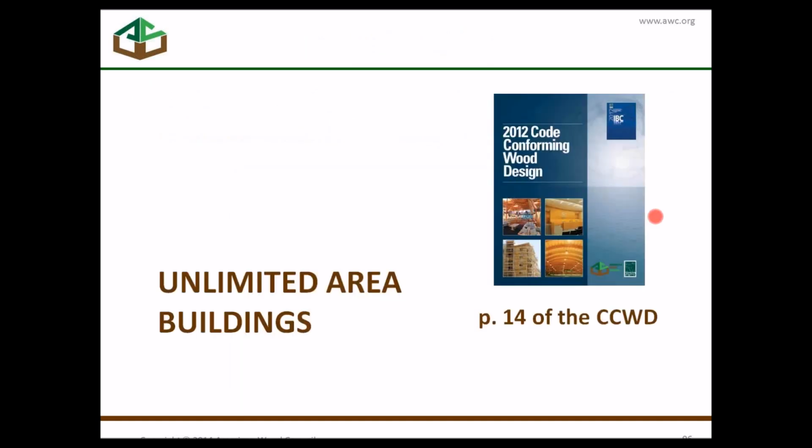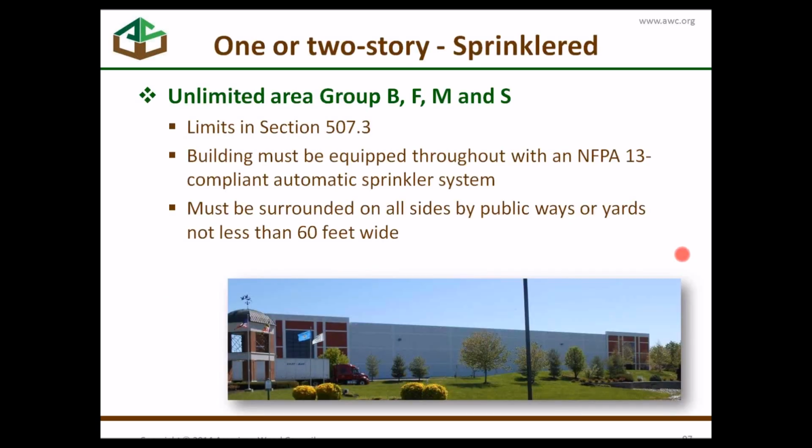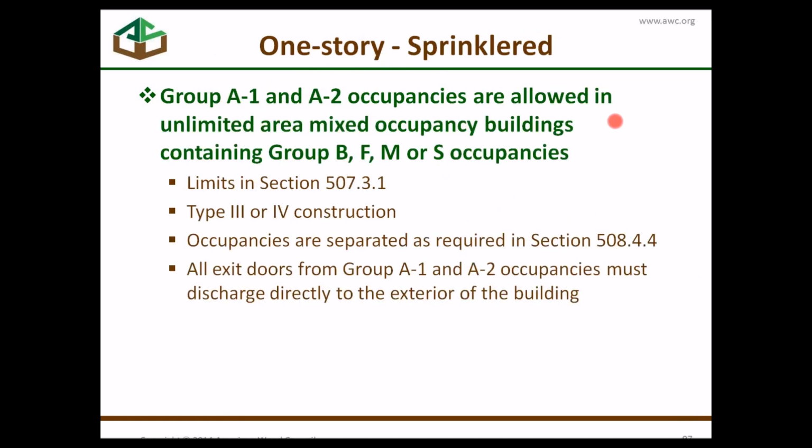There is a category, of course, for unlimited area buildings. And we've already seen this briefly in one of the first tables out of Code Conforming Wood Design. But business, factory, mercantile, storage, 60 feet around the building, NFPA 13 system, unlimited in area, 1 or 2 story. As you can see, this is quite liberal. It's more often than not the case for buildings on a site with open frontage, if there are sprinklers.